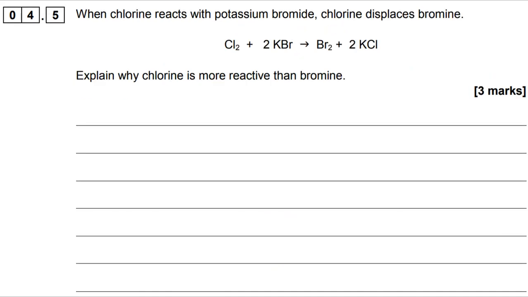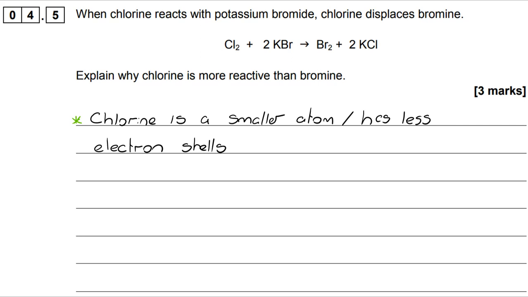Finally, on 4.5, when chlorine reacts with potassium bromide, chlorine displaces bromine. Why is chlorine more reactive than bromine? Well, the first thing to consider is that chlorine is a smaller atom. It's got less electron shells. And that leads to 2 considerations, really.